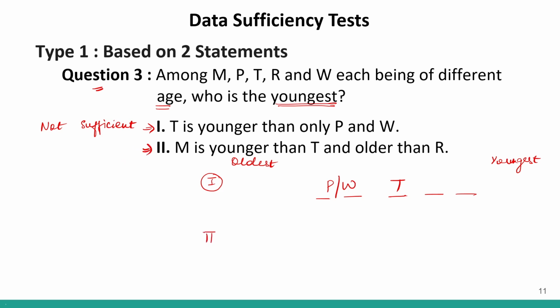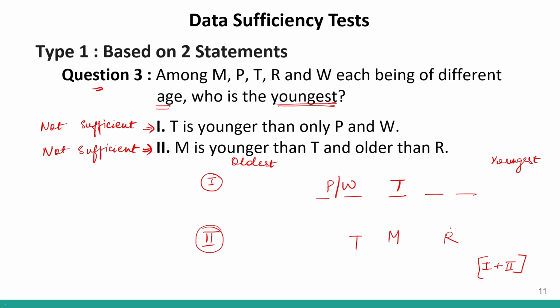Now let us come to statement number 2. Statement number 2 says that M is younger than T and older than R. Again, based on this statement, I cannot identify who will be the youngest because nothing is mentioned about P or W. So I can say this also is not sufficient alone. Now I will combine these two statements. I will check for statement 1 plus 2.